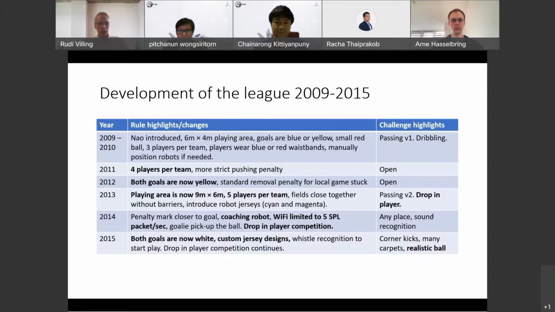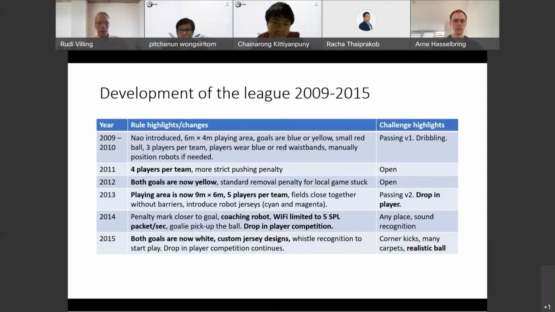In 2013, there was quite a dramatic change. The playing area was increased to 9 meters by 6 meters, and the size of the team was increased to 5 players per team. And in fact, it has remained at 5 players per team since 2013. Fields in the RoboCup environment were also now no longer separated by barriers, and so that increased the challenge also on the perception task for the robots. They needed to ensure that they detect the boundary of the field and recognized it as their own field.